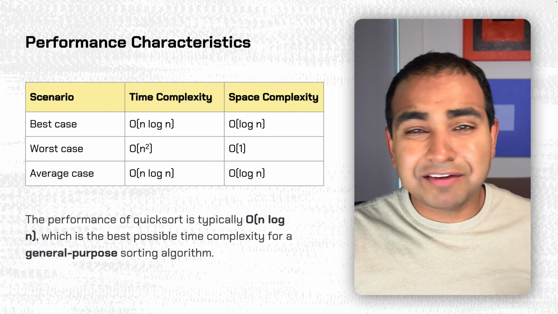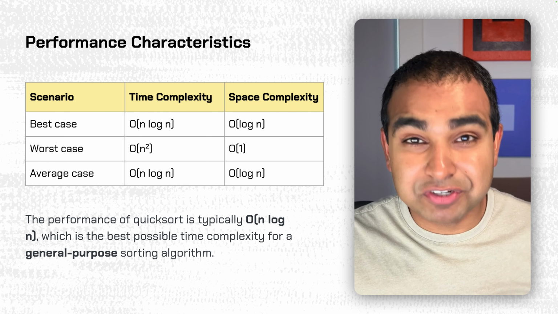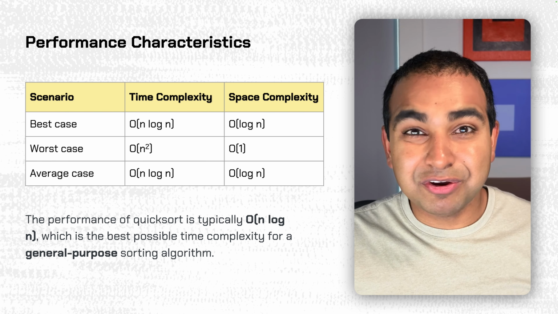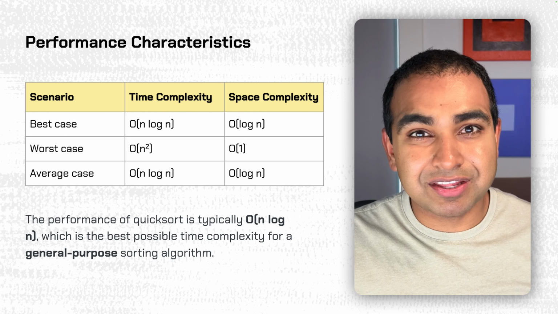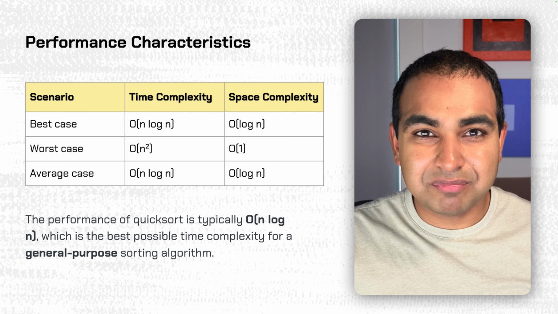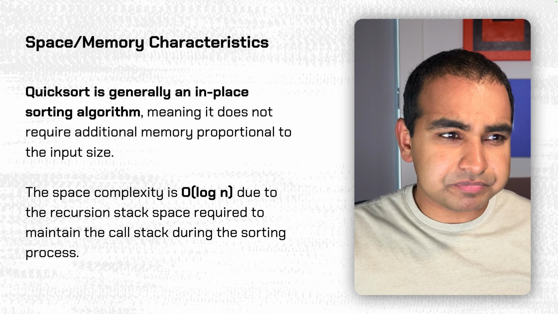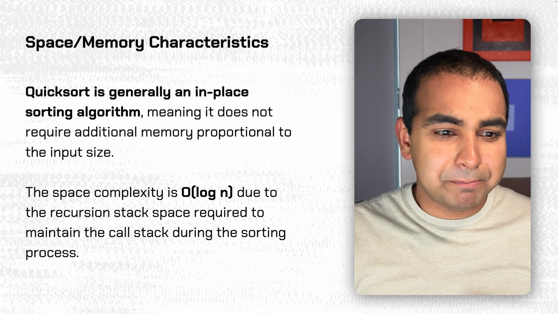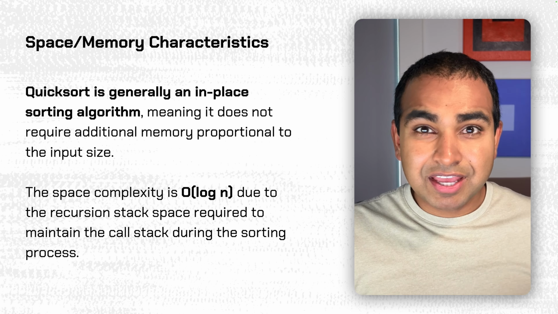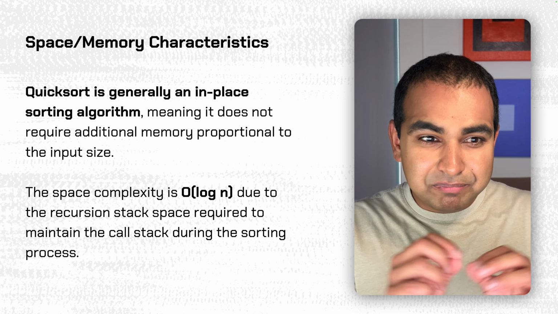So on average, and in many above average cases as well, QuickSort runs at big O of n log n, and it's considered a really great algorithm, especially for general purpose sorting. It's not very specific on type of data type, or it's not constrained in other ways. So we talked about space in memory for it being big O of log n, and it's because it's a recursive algorithm that uses the input itself.